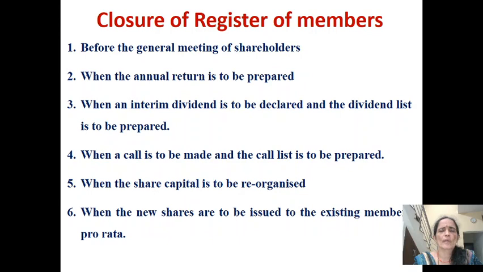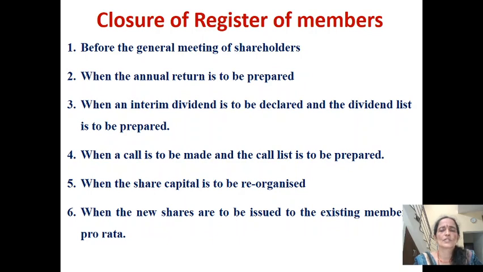See, the register of members is generally kept open throughout the year. It can be closed for a period of just 45 days in a year. At a stretch it can be closed for 30 days. And this book is generally kept at the registered office of the company, at the head office of the company. And if the company is having branches in foreign countries, in its foreign branch, it can keep another register. We call it as branch register or foreign register.